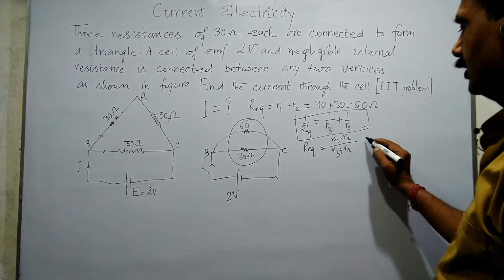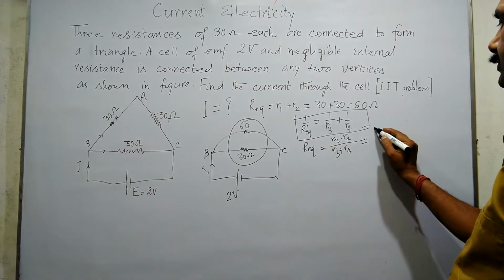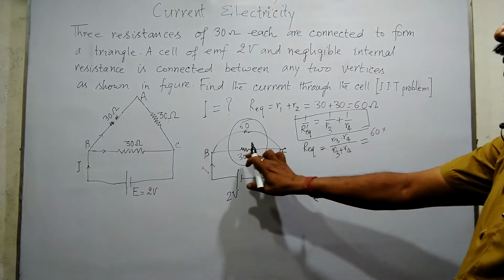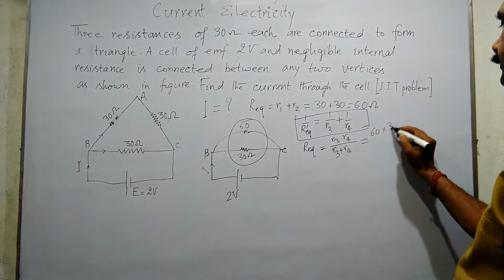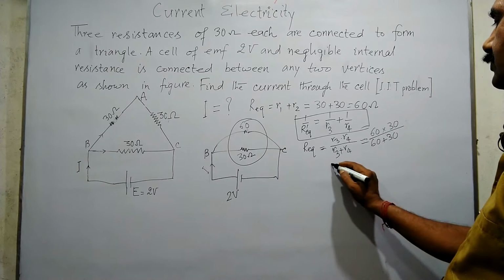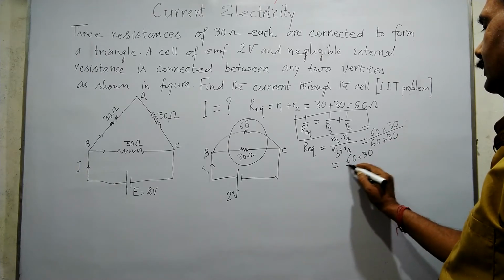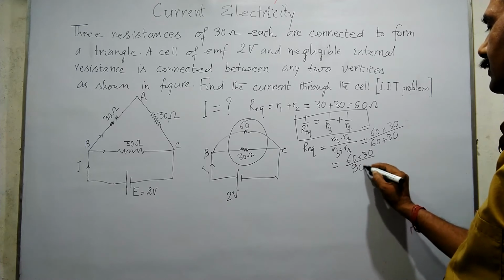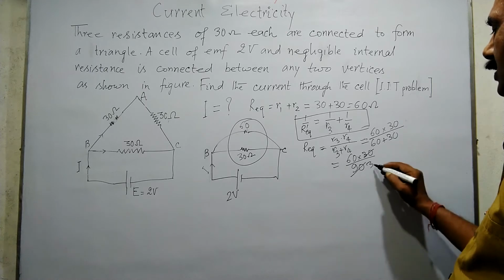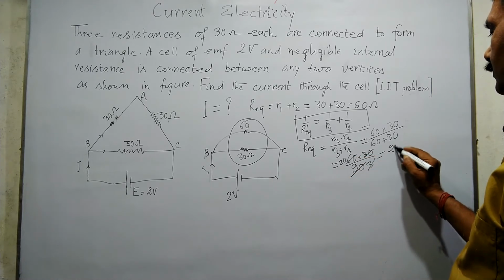R3 plus R4. Then the R equivalent of these two will be what? R3 is 60, R4 is 30, and now 60 plus 30. This is 60 into 30 divided by 60 plus 30, 90. That means 3 zero, 3 threes are 90, and this is now 20. Then this is 20.